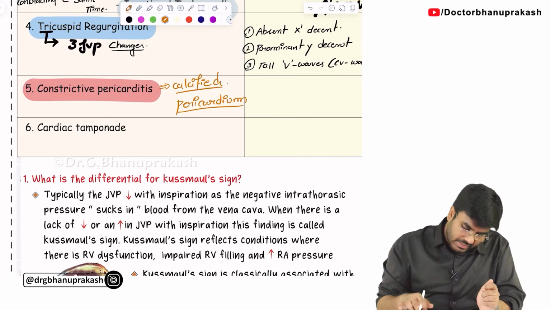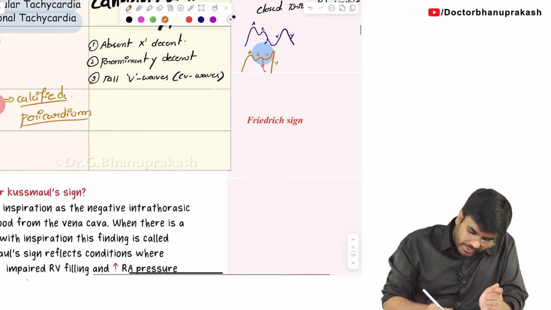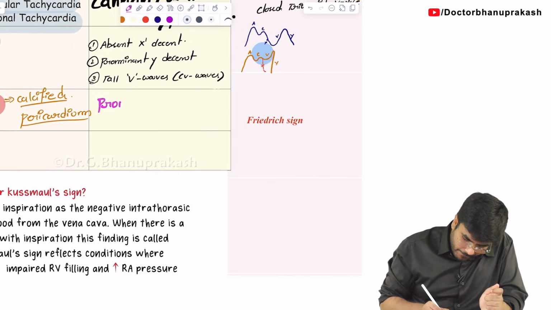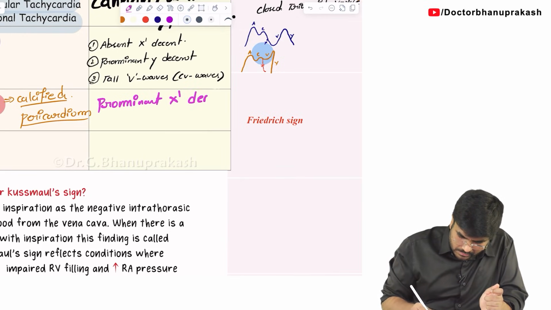In this person with constrictive pericarditis, everything will be prominent. Prominent X descent, prominent Y descent.